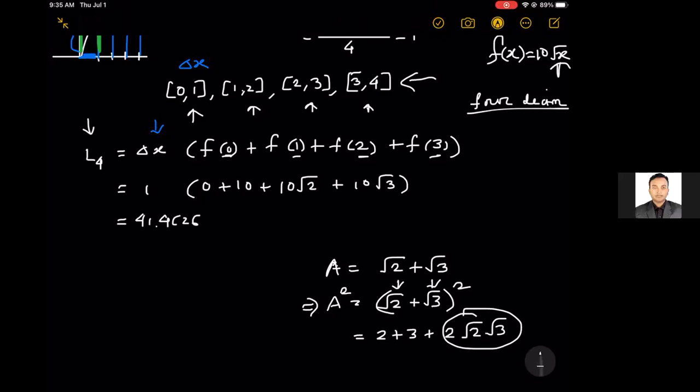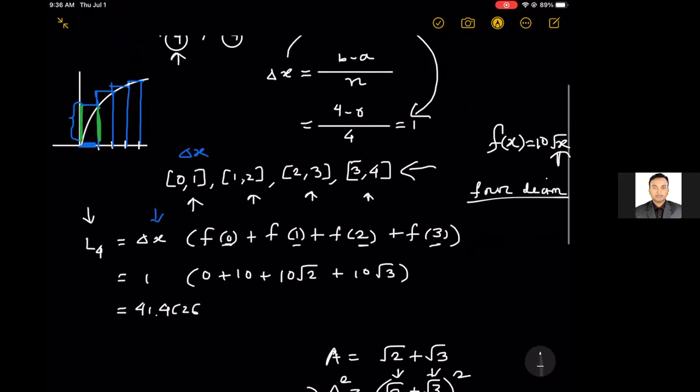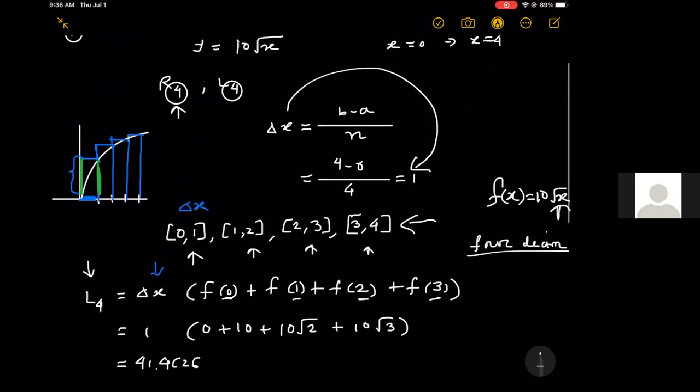All right, so this should be our left Riemann sum. Okay, this should be our left Riemann sum. Any question from this before we move to the right Riemann sum? Any question? You can see the calculation is pretty easy.